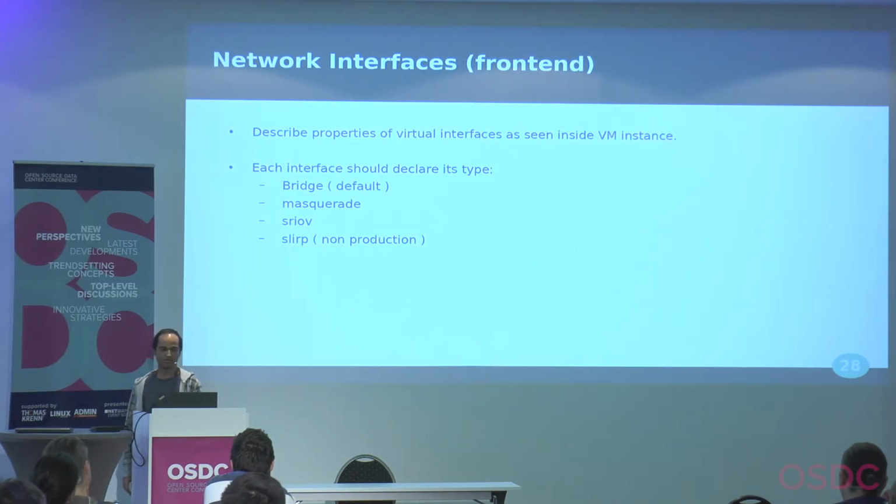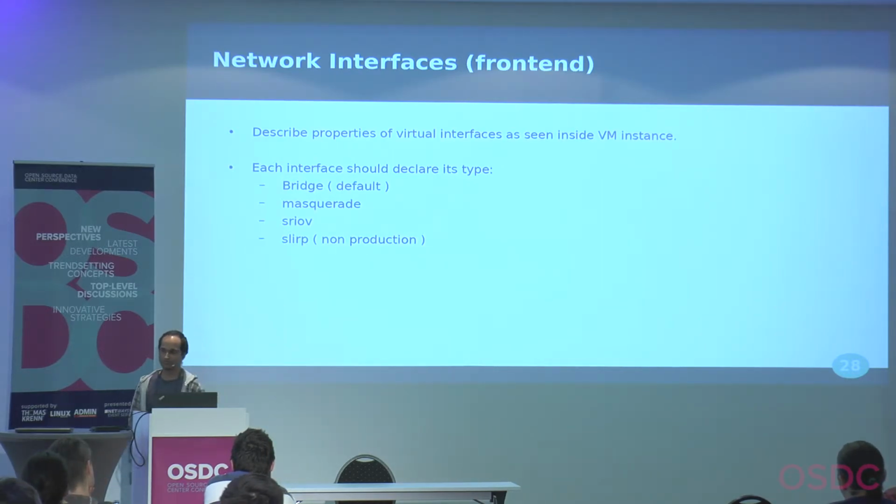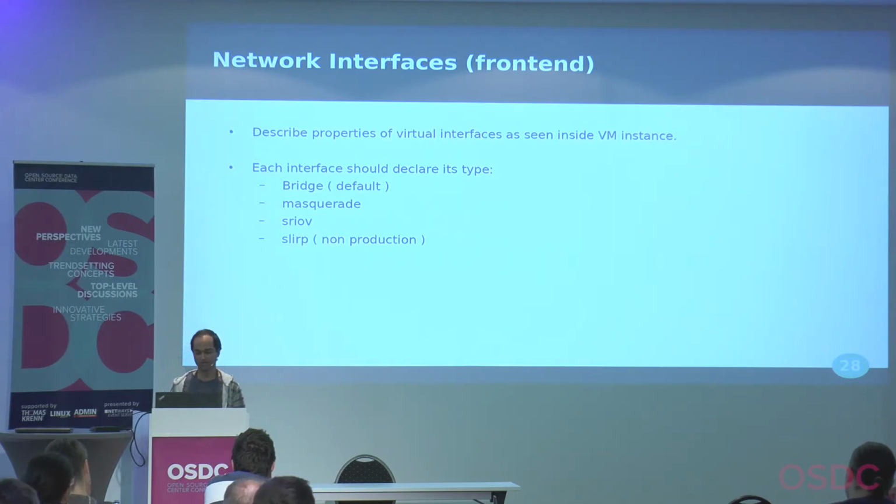So this is about the network interfaces. It describes the properties of virtual interfaces as seen inside the VM. It can specify various properties like models and so on. Each interface should declare its type. If we omit the interfaces, then by default it would be the bridge interface. And then of course we have various other interface types like masquerade, SRIOV, and so on.